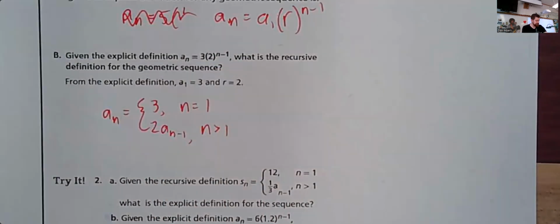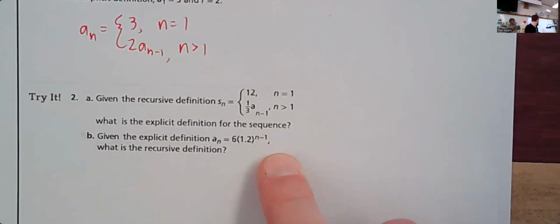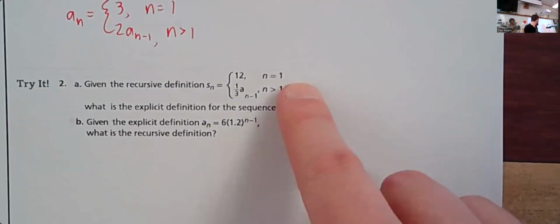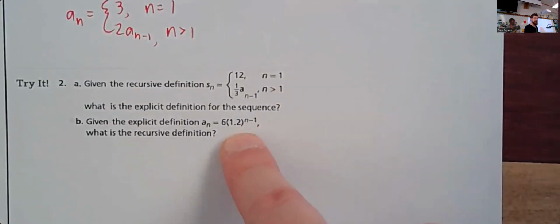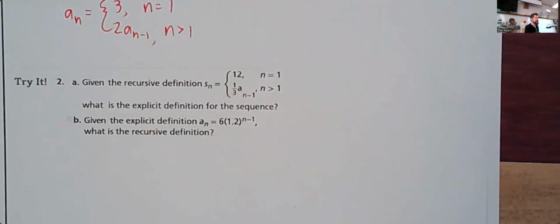So, all right, 2a down here and 2b. I want you to do both of those. So rewrite this one as explicit, rewrite that one as recursive. So just switch between the two types of equations that we have so far, definitions, I guess, as we're calling them.